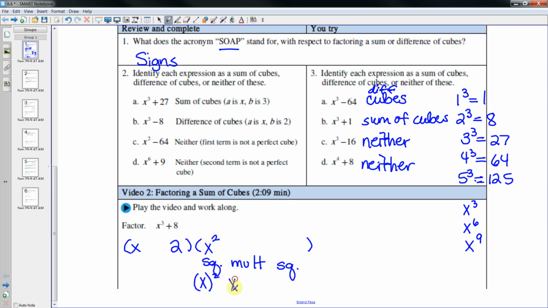I'm going to multiply the two terms together for my binomial. X times 2, that gives me 2x. I'm going to write the 2 first. And then I'm going to square the second term in my binomial. 2 squared gives me 4.